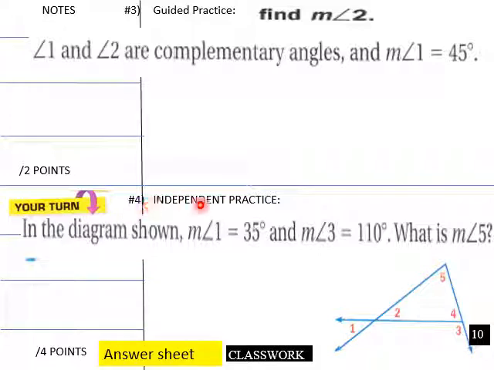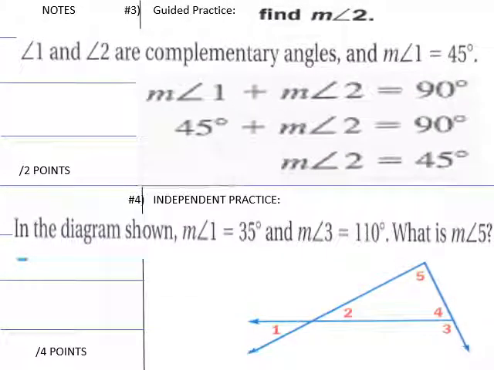And then here, students, your independent practice. Measure of angle 1 is 35. Measure of angle 3 is 110 here. What is the measure of angle 5? You have to do some maneuvering here. So up here, we know it equals 90. We know the measure of angle 1, so angle 2 is 45.